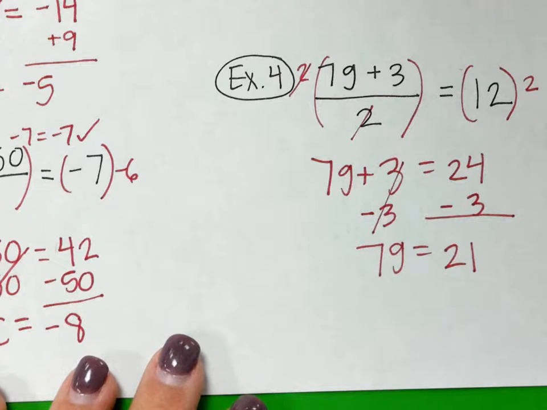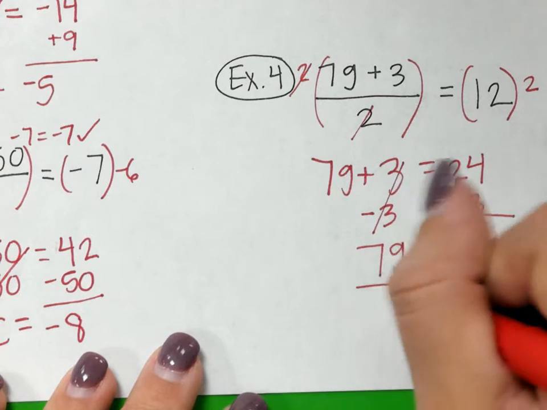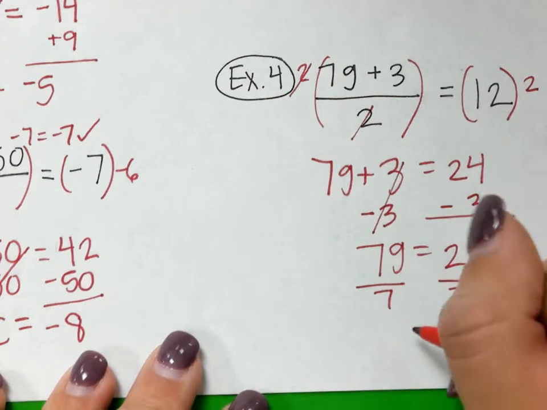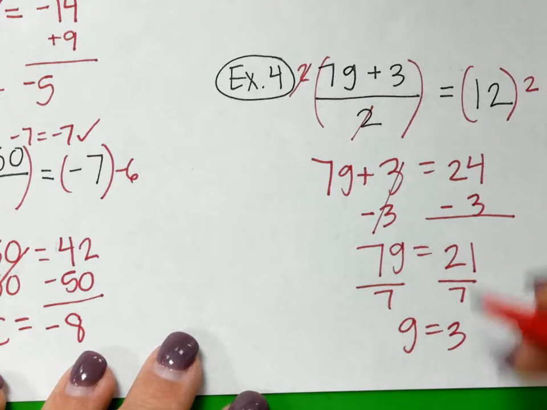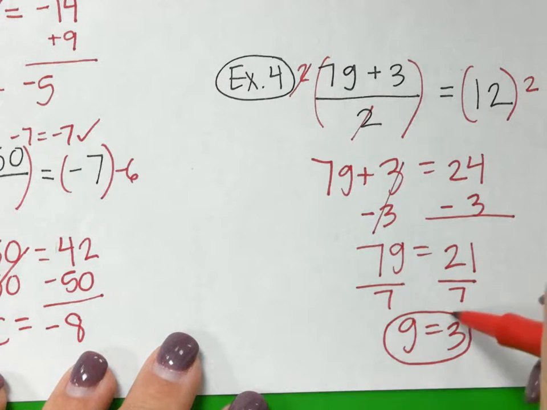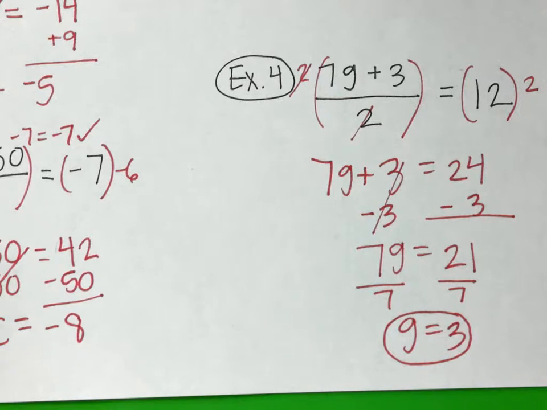So what do I do? Divide by 7. And G is equal to 3. So this just has one more step. We have to undo that multiplication and division too.